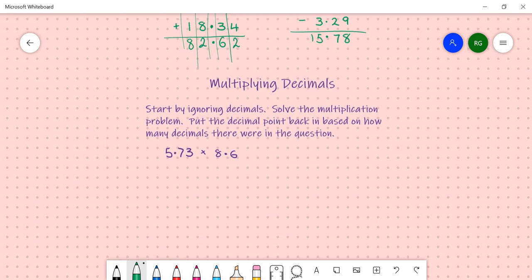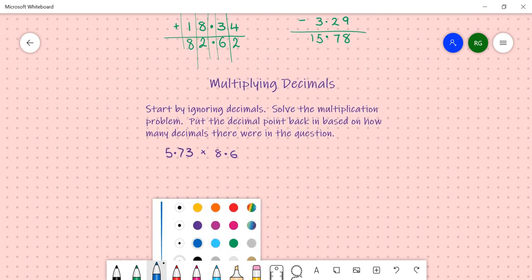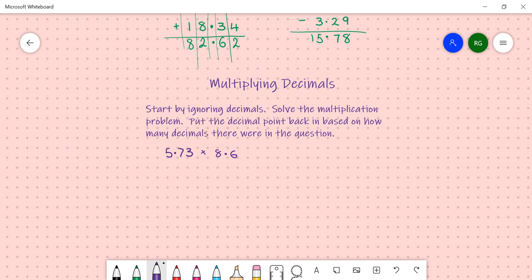Right, multiplying decimals. Let's get my purple pen. Right, as I've written here, start by ignoring the decimals. Solve the multiplication problem. So assume this one is 573 multiplied by 86. Pretend there are no decimal places there. So I'm going to rewrite it. 573. Again, note how much I have spaced out the numbers.